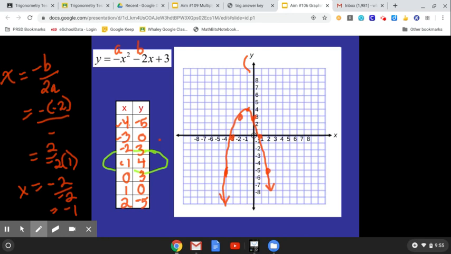Now, you want to label it y equals -x squared minus 2x plus 3. That way, if you ever graph more than one on a coordinate plane, people know which one you're talking about. So label it with the equation.